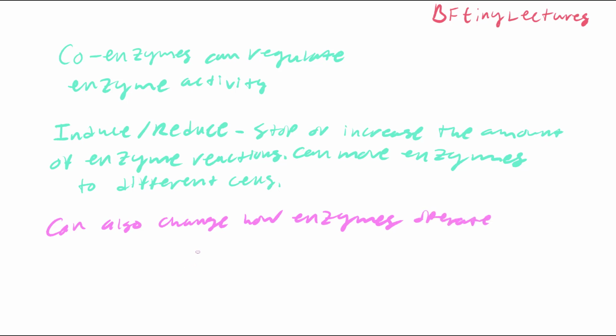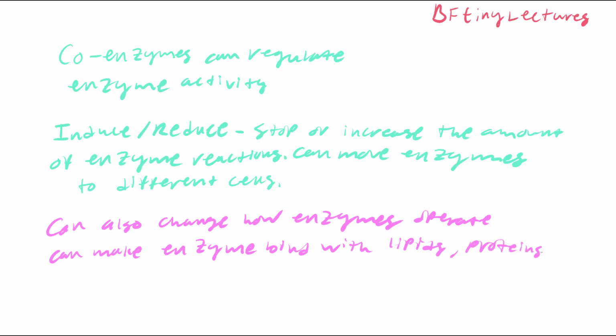Okay, and they can make the enzyme bind with proteins, lipids, or other small molecules, etc., and it can actually reverse it. So once it binds to something, it can get off of that molecule, right? So it's not permanent. And this can be reversed. Okay, so that's pretty cool too.